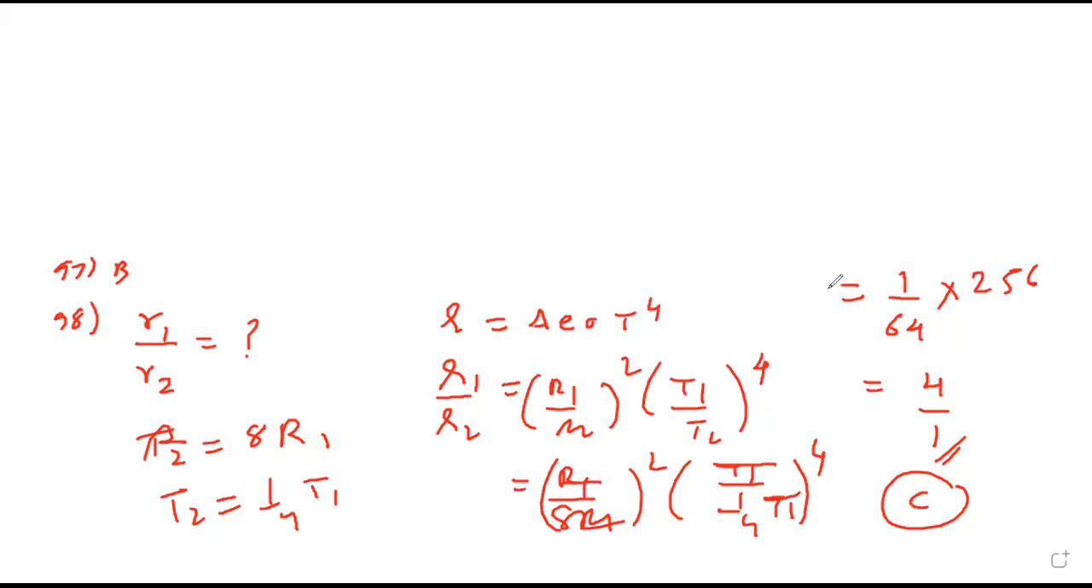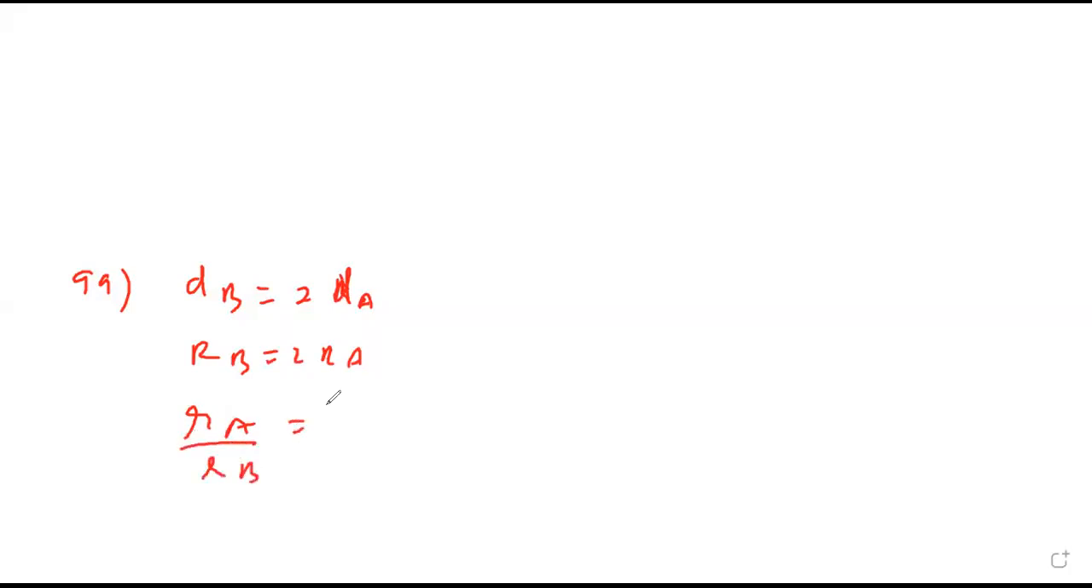Yes, sir. Two balls A and B are made of the same material, but the diameter of B is twice that of A. Diameter is twice means radius is twice. Both are heated to the same temperature and then placed in similar surroundings. Let the rate of loss of A be RA. I'm writing small a to avoid confusion. The rate of radiation of A is RA and that of B is RB. Which of the following correctly describes the relation between the rates of loss?